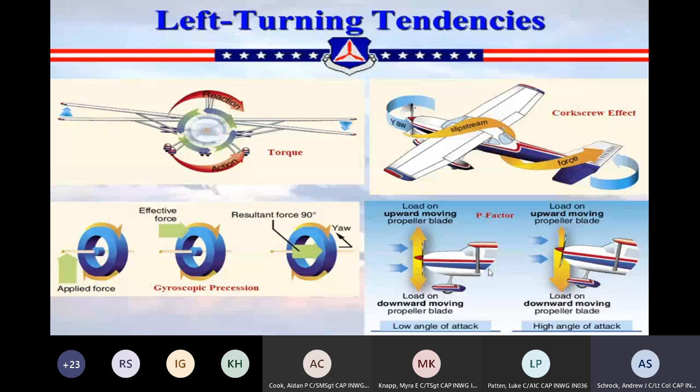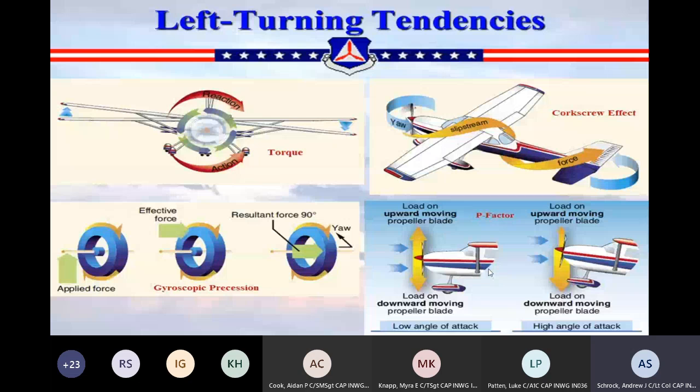It seems like you need to have a college degree in this stuff to understand it. I've looked at books. I tried to understand it. I just don't get it. So just know it's there. The last one at the bottom right is called asymmetrical thrust, otherwise known as P factor.